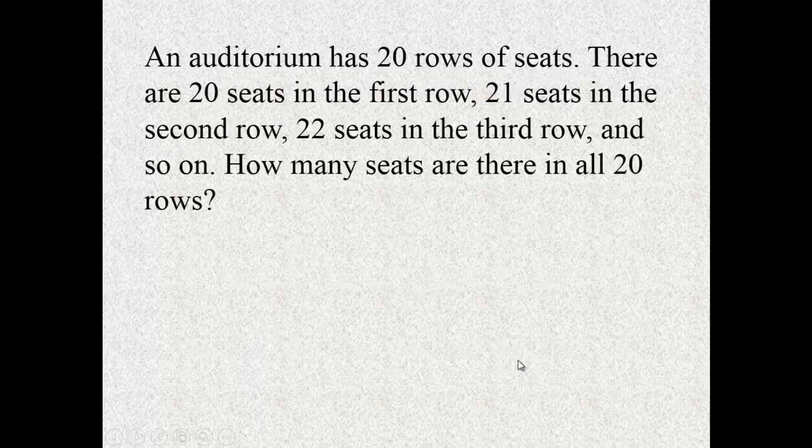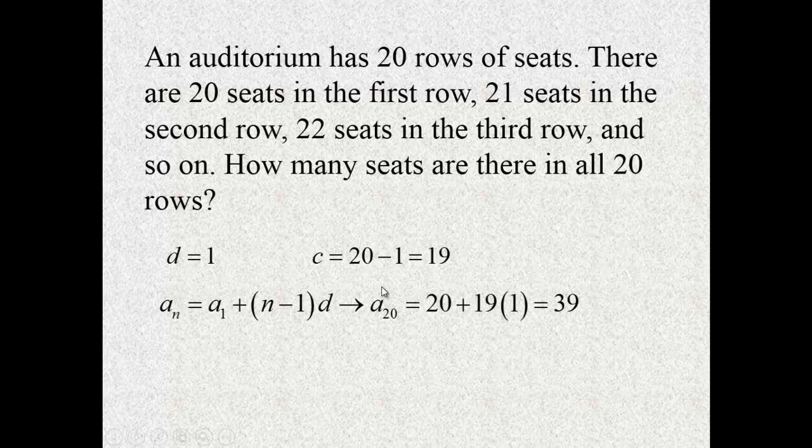How about this question? From this problem, what do you know? First, the common difference. How many seats are there in all 20 rows? So the question is about S_20. Before you count S_20, you should count a_20 first. After a_20, found it, substitute into the formula. So S_20 is 590.